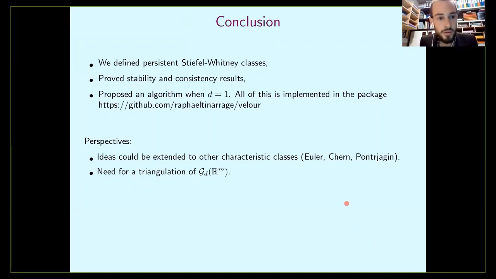So a word about perspective. These Stiefel-Whitney classes are a particular instance of a more general theory that is called characteristic classes. And I think that these ideas could be used also for these other classes. And yeah, as you have seen, the algorithm is limited to the case d equals 1 because I do not have access to any triangulation of Gd of Rn when d is not 1. So this is something I'm working on at the moment. If you have any ideas about that, I will be glad to hear. And this is the end. Thank you.